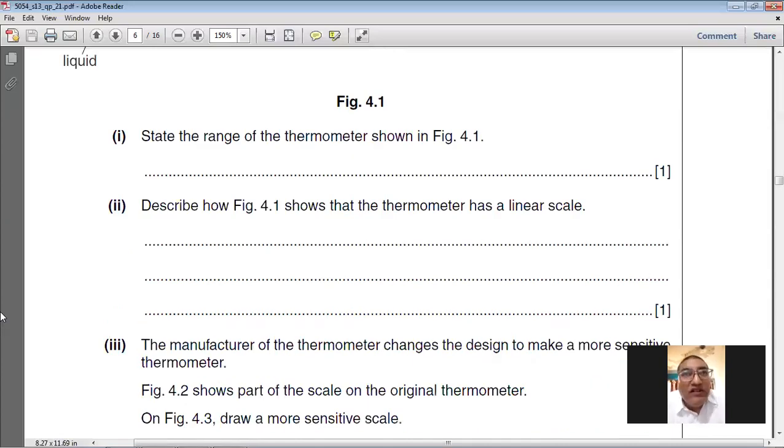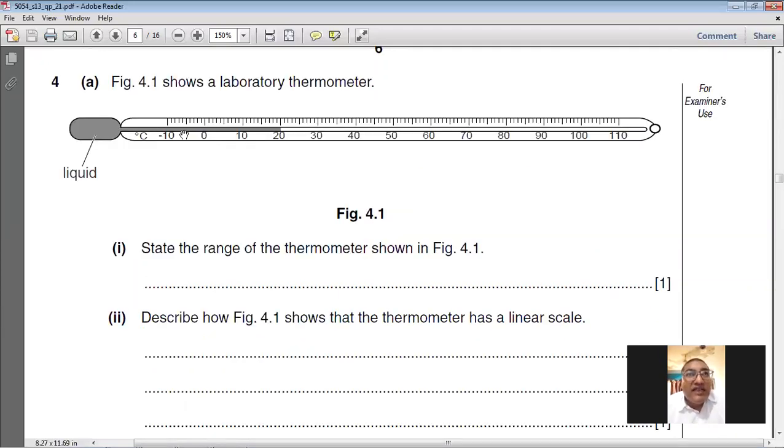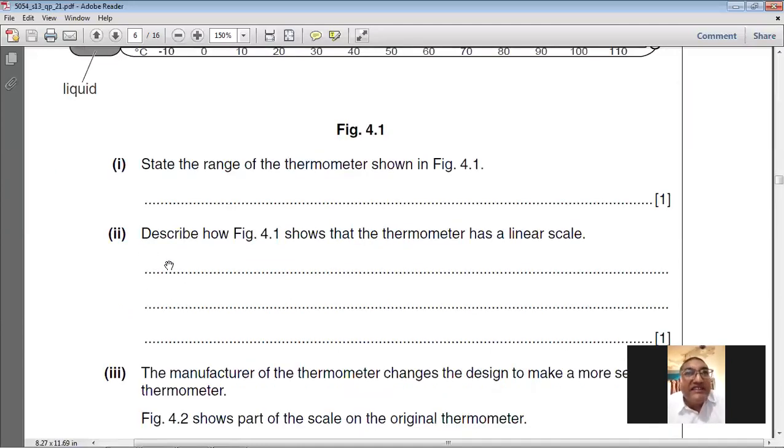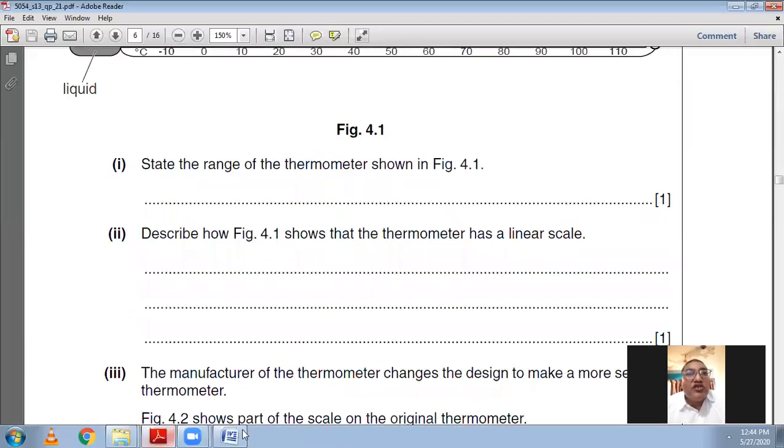Describe how the figure 4.1 shows that the thermometer has a linear scale. You know, the distance between each reading is even. It's uniform throughout. So that shows that the scale of the thermometer is linear. I have written this answer. Let me show you my answer.